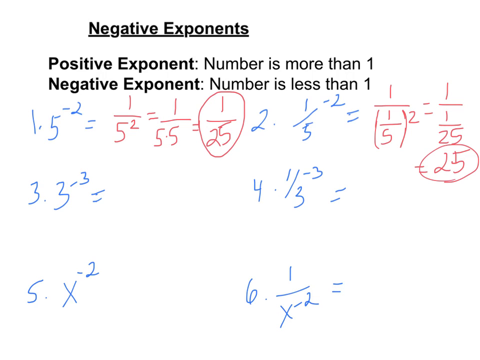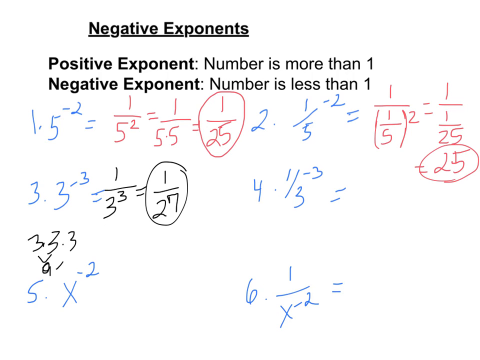Okay, so let's keep going. Let's try the next one. 3 to the negative third power. Well, that's 1 over 3 to the positive third power. And 3 to the third power is 3 times 3 times 3. Well, 3 times 3 is 9, and then 9 times 3 is 27. So 1 over 27 is your final answer.